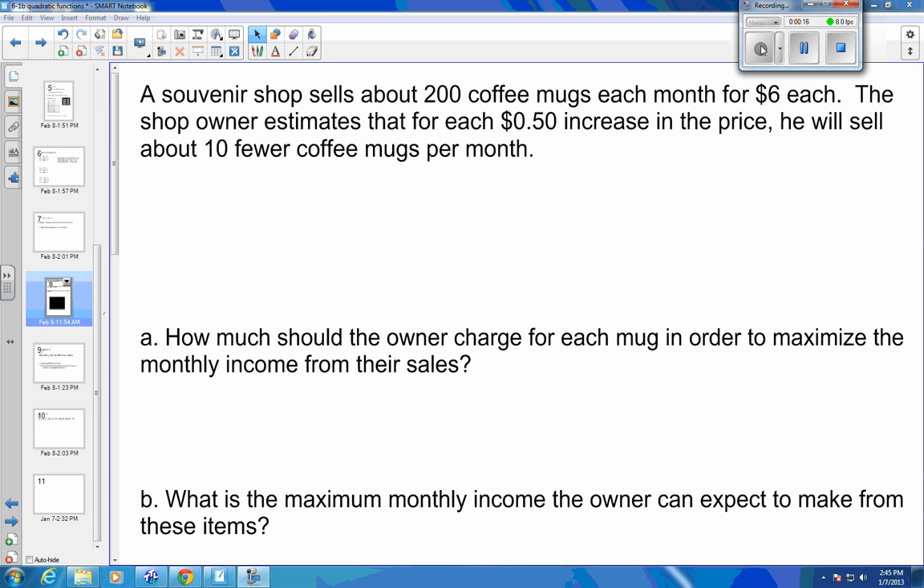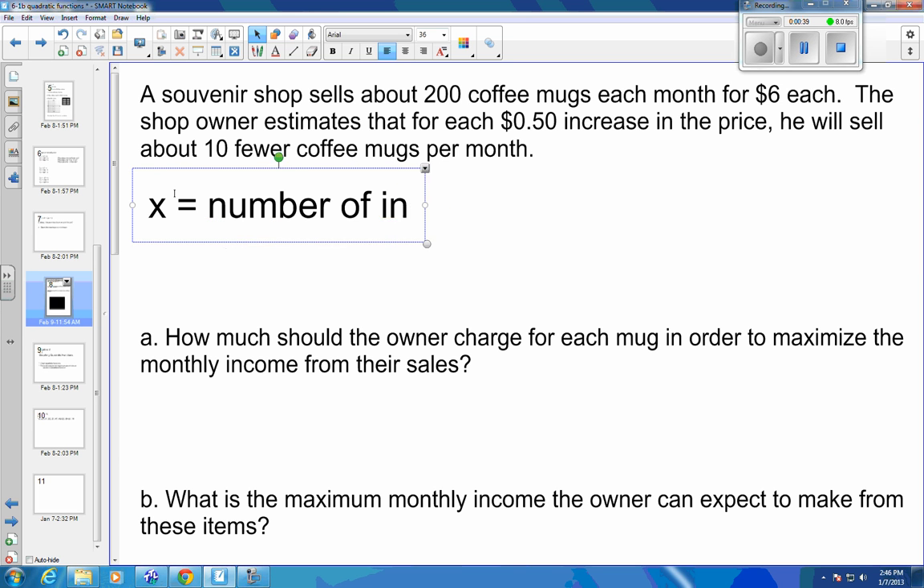We've got a souvenir shop that sells about 200 coffee mugs each month for $6 each. The shop owner estimates that for each 50 cents increase in the price, he will sell about 10 fewer coffee mugs per month. Okay, so we need to know what our variable stands for. In this case, we're going to increase 50 cents a whole bunch of times. So it makes sense that x would be the number of increases in price. So that basically is going to tell us everything else we need to know.